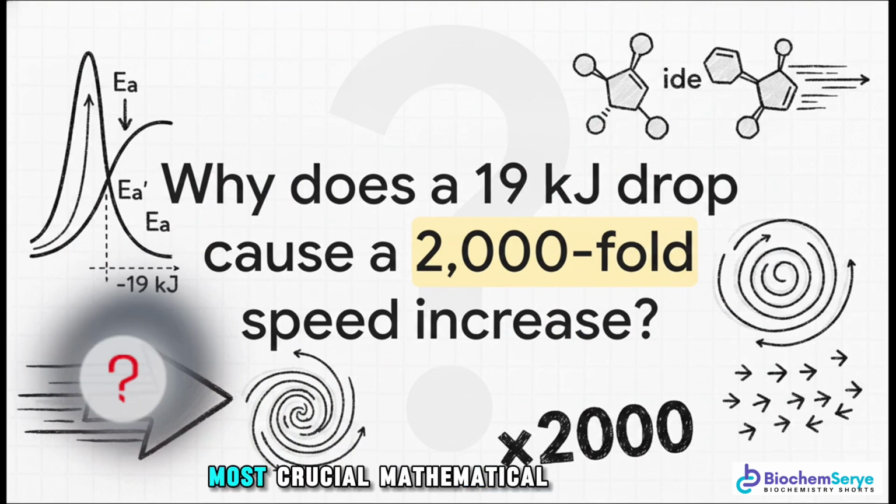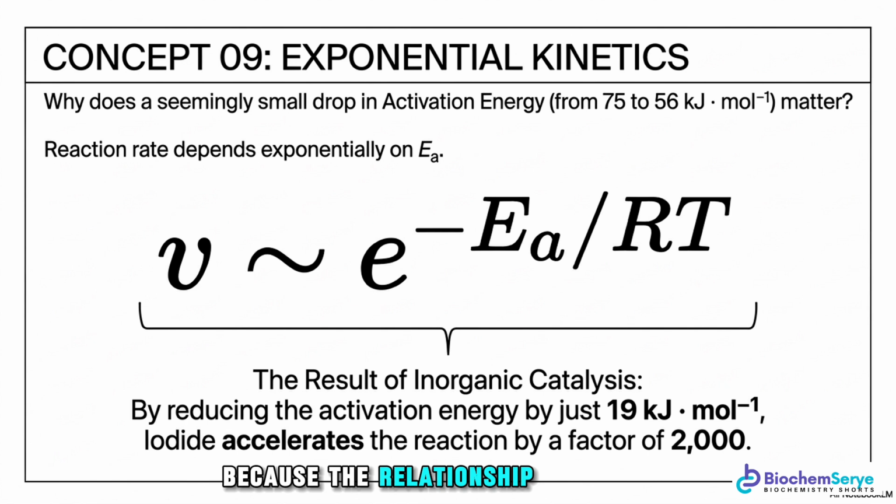And the final, most crucial mathematical question to test your understanding of kinetic acceleration limits. According to the Arrhenius equation, why does a seemingly small 19 kilojoule drop via the iodide catalyst cause a staggering 2,000-fold actual speed increase? Because the relationship between activation energy and reaction velocity is strictly exponential. That activation energy variable sits right up in the mathematical exponent. Think about that as you continue your studies. It is this massive, unyielding mathematical exponent that serves as the true biological engine of human metabolic life.